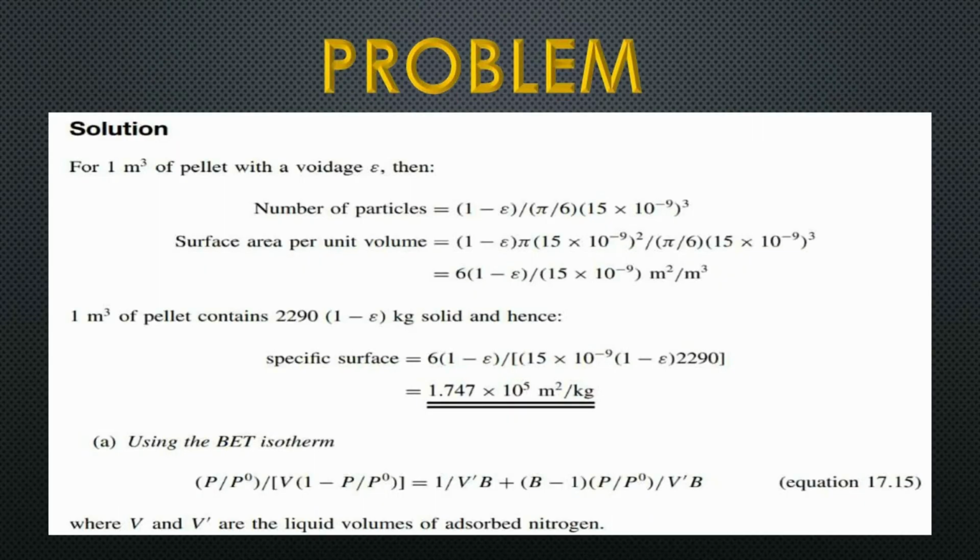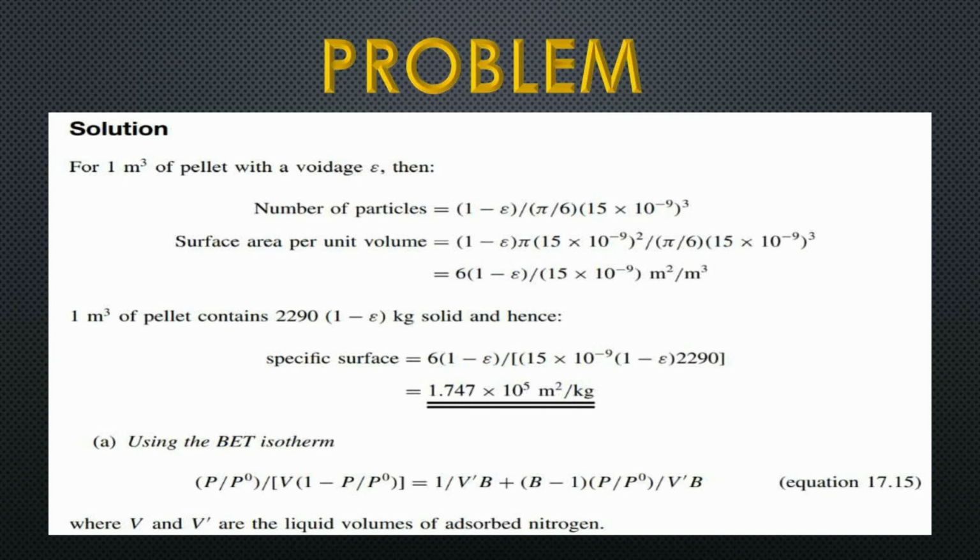Solution: for 1 meter cube of pellet with a voidage epsilon, the number of particles is equal to 1 minus epsilon over pi over 6 times the cube of its diameter. The surface area per unit volume will be equal to 6 times 1 minus epsilon divided by its diameter. 1 meter cube of pellet contains 2,290 times 1 minus epsilon kilograms of solid, and hence the specific surface will be equal to 1.747 times 10 to the 5th meter squared per kilogram.